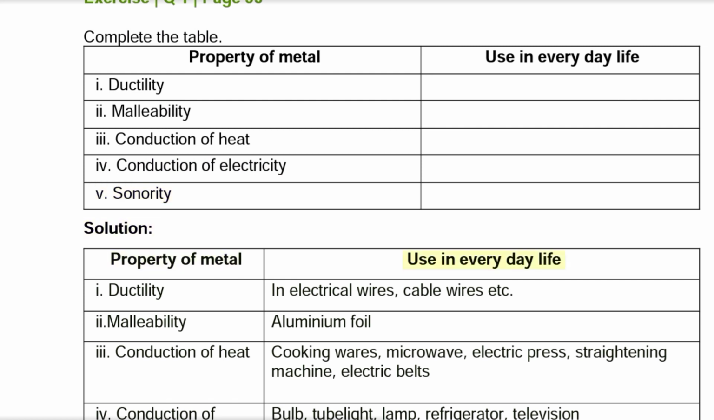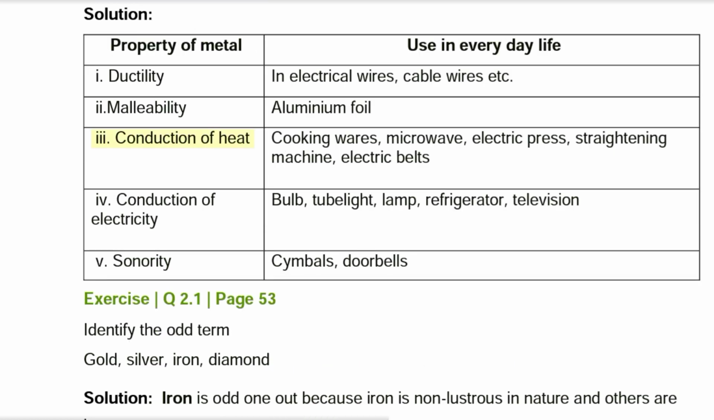Property of metal, use in everyday life. Ductility: in electrical wires, cable wires. Malleability: aluminium foil. Conduction of heat: cooking wares, microwave, electric press, straightening machine, electric belts. Conduction of electricity: bulb, tubelight, lamp, refrigerator, television. Sonority: symbols, doorbells.